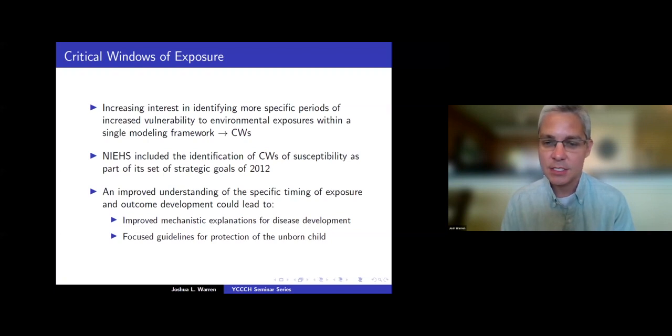The NIEHS included this identification of critical windows as a part of its strategic goals back in 2012. And the focus has remained since then. Understanding specific timing of exposure with respect to outcome development has a number of features, but importantly, it could lead to improved mechanistic explanations of disease development and ultimately focus guidelines for protection of the unborn child.